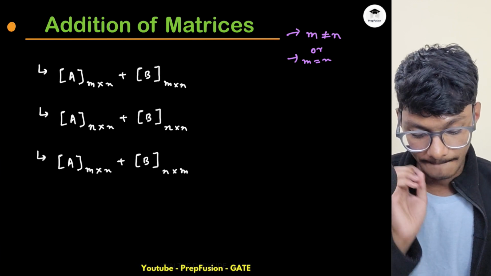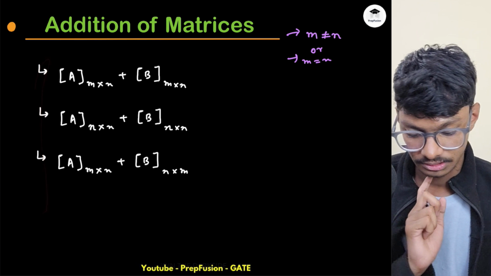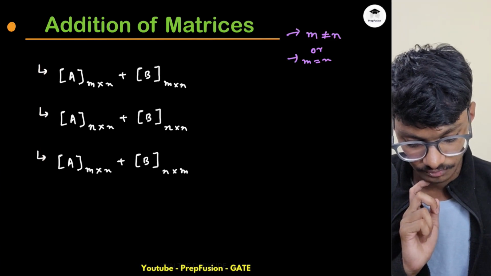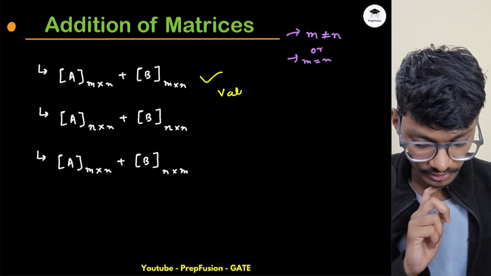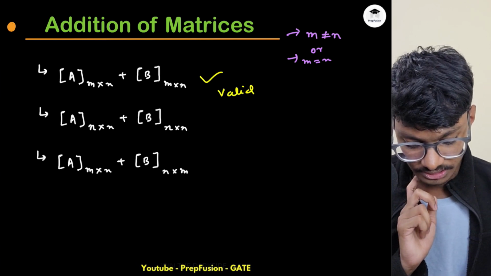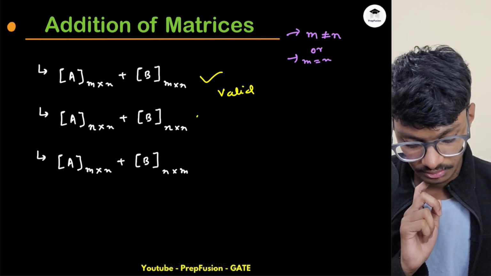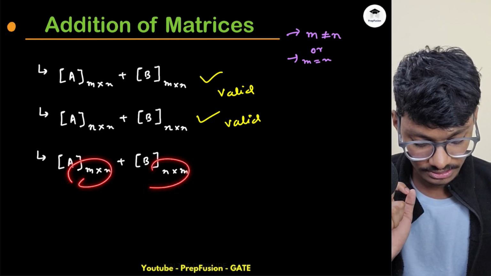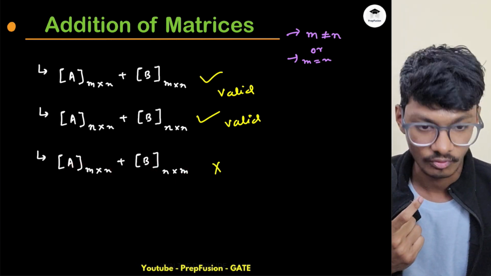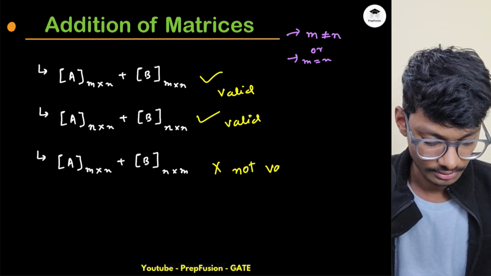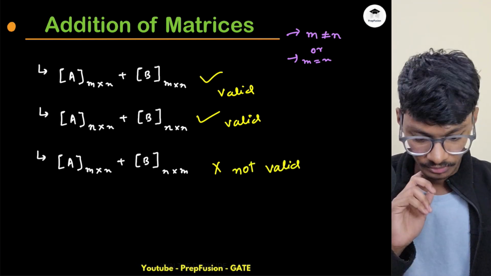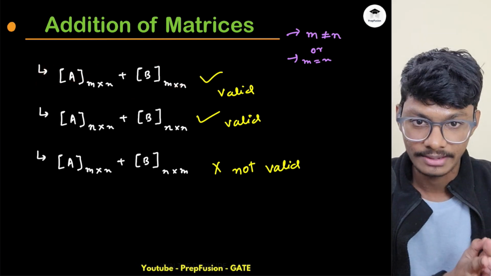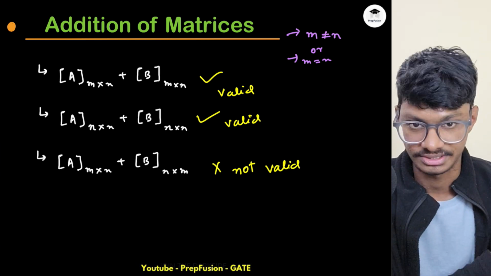Okay, so which are valid over here? This is a valid operation. So this addition is valid. Again, is this valid? This addition is again valid. Okay, and this isn't valid. Why is this not valid? So basically the order of both the matrices should be same for addition, for proper addition of matrices.